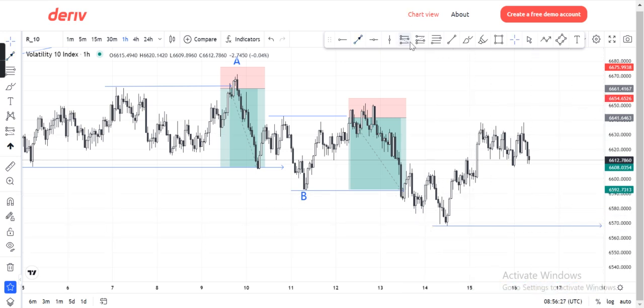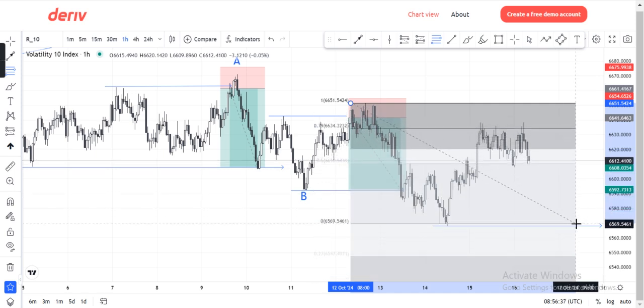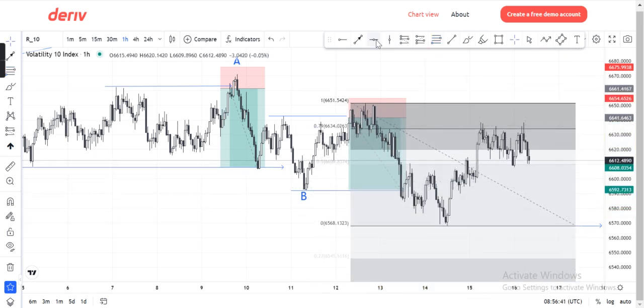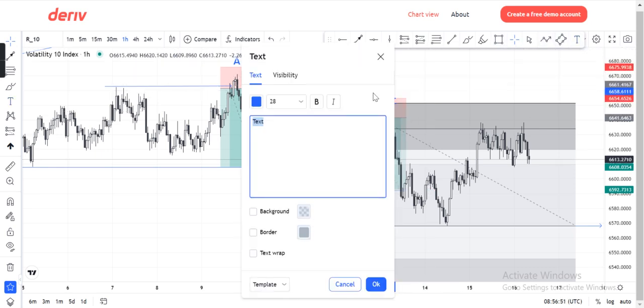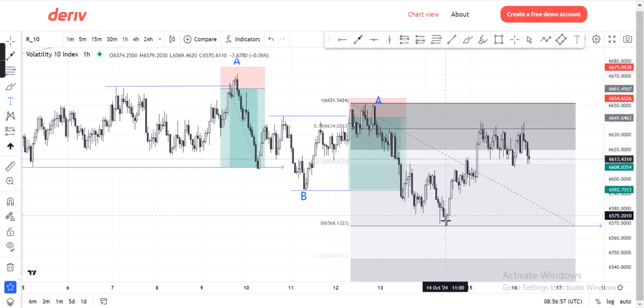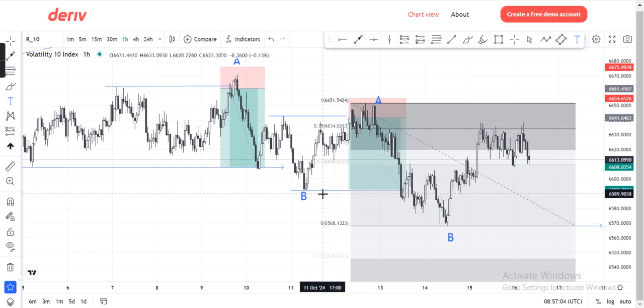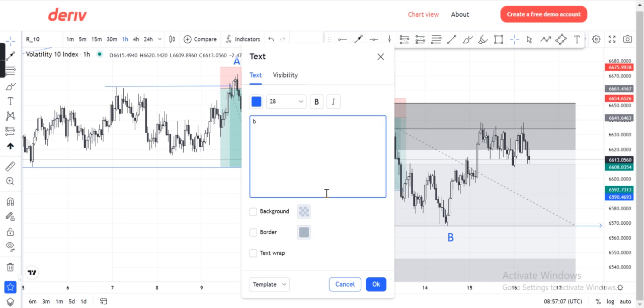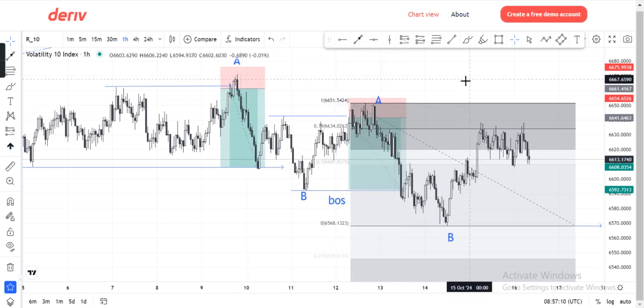Using our zoning, all we simply do is this: we simply mark our Fibonacci from this high to this point, and then we clearly would put our level A at this point here, our level A and our level B. And we also have what becomes our break of structure here, our new break of structure.